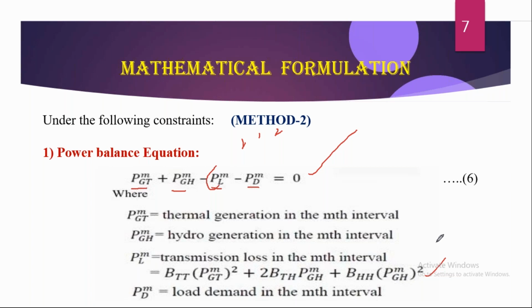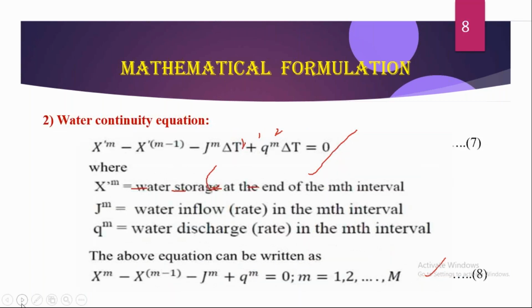Why? Because this method is used for computational purposes. It means that everything should be done by the computer, so it is convenient for the scheduling process. So this is equation 1. Next, equation 2 is the water continuity equation, also known as the water storage equation.